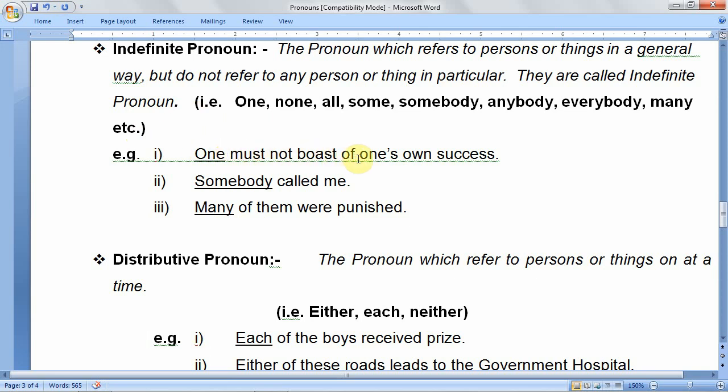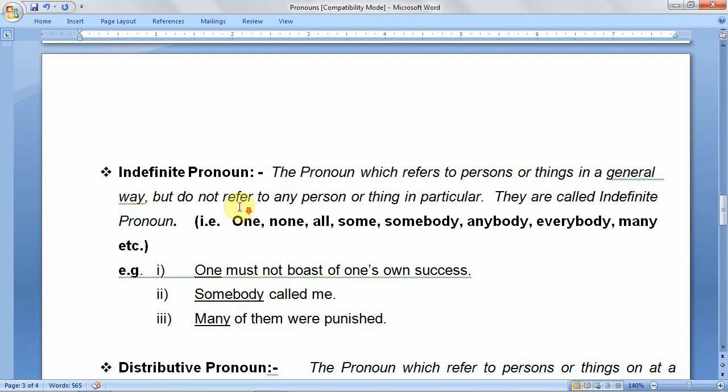One must not boast of one's own success. This is "one." Who is that one? Anyone. Anybody among us. Somebody called me. Who called me? I do not know. Somebody. Maybe a man or a woman or a boy or a girl. Many of them were punished. Many of them. We do not know how many, but still many of them. Now, next.